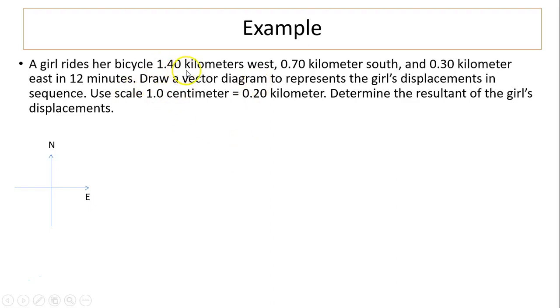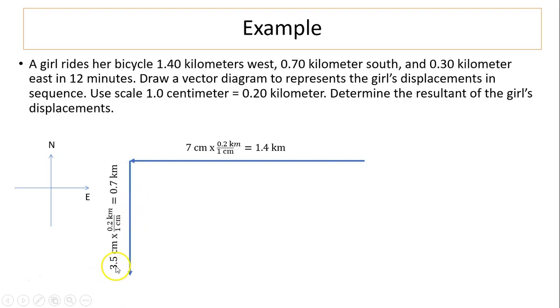So let's see, 1.4 kilometers west. If I use that scale, I have to draw 7 centimeters. So 7 centimeters equals 1.4 kilometers west. Next, I have to draw 0.7 kilometers south. For 0.7 kilometers, I have to use 3.5 centimeters. Then I have to draw another one, which is 1.5 centimeters. That will give me 0.3 kilometers going to the east.